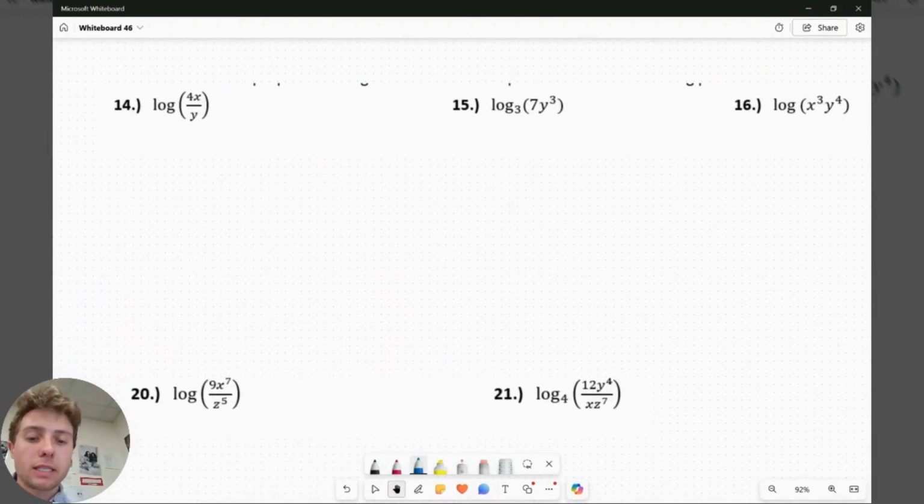Let's break down some other examples. These should start to go quicker. The 4 and the x are multiplying and they are on top.